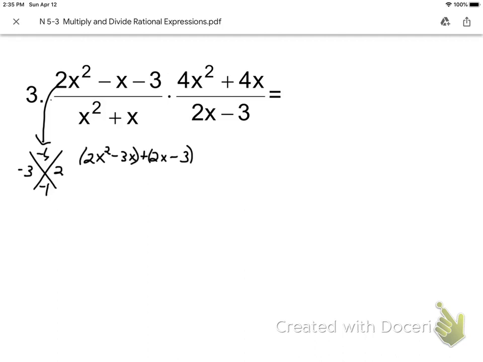Group. Factor out an x, so you end up with 2x minus 3 and plus 1, 2x minus 3. Okay, so that's that first part of the numerator. So I'm going to go over here, and that's going to be 2x minus 3. I'm going to draw a line here. So this first numerator will factor as 2x minus 3 times x plus 1.